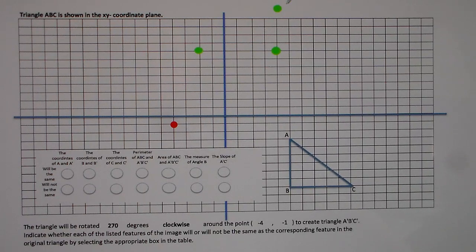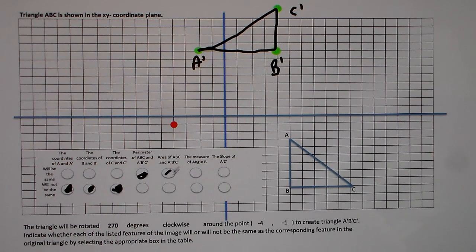We connect them up. I could label them too. So we got A prime, B prime, and C prime. We go through our answers here. Are coordinates A and A prime the same? No, they're not the same. Neither is B, neither is C.